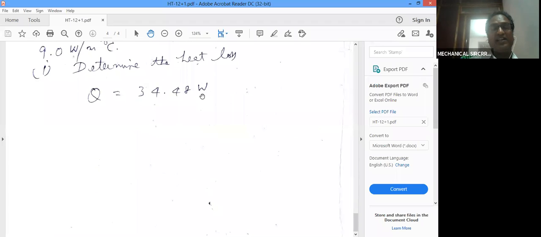I have not solved this, so all of you listen carefully and solve it using this heat transfer rate formula, and you will get heat transfer rate Q equal to 34.48 watts.